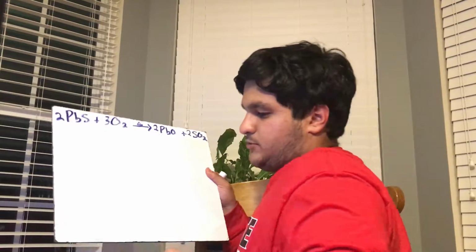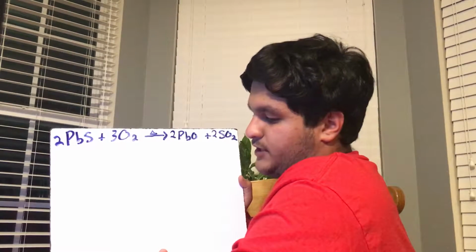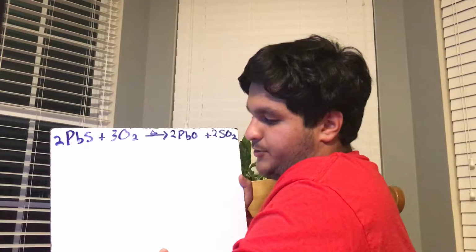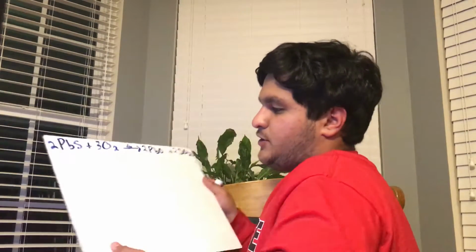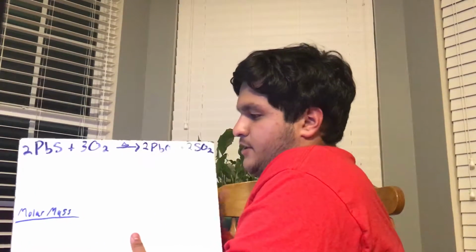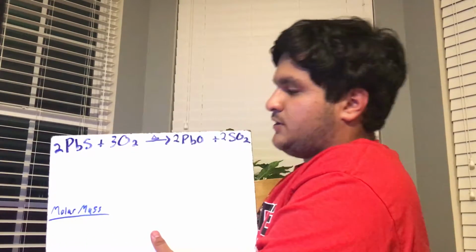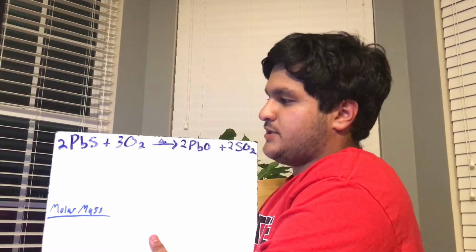So what we want to do next is get to the second part of the problem, which is: if 143.5 grams of lead-2 sulfide burn completely, how many grams of oxygen must have been present? So we want to find the molar masses of the 2 parts of our next step, and those 2 parts are the lead-2 sulfide and our oxygen. Molar mass is basically how much 1 mole of a substance, element, compound, anything weighs.